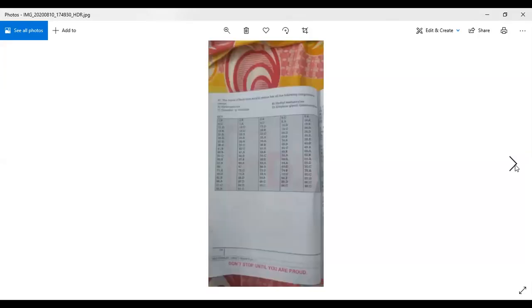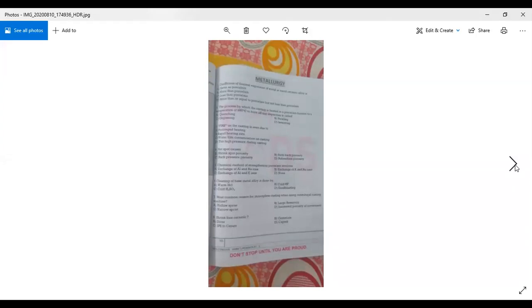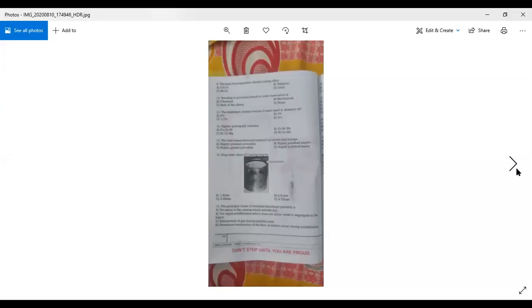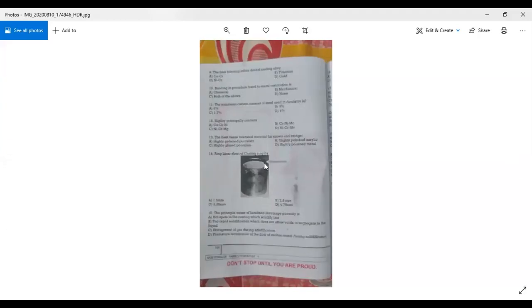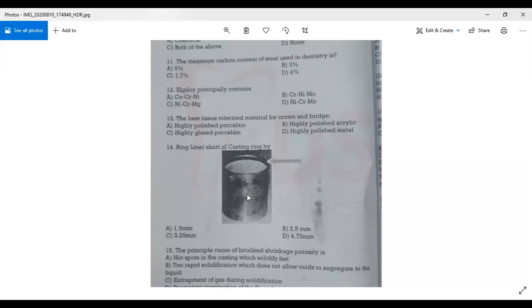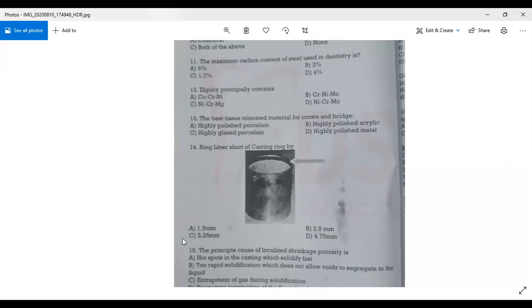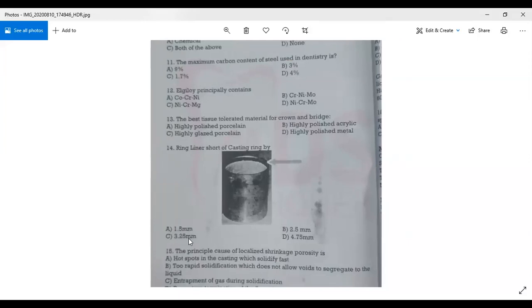We have discussed that. Metallurgy, fins and all, casting defects we have to discuss. See, ring liner short of casting ring. The option is here; they've given 3.25 mm, which has to be the answer, which we have discussed. If they give you ring liner short of casting ring, this is your casting ring and the ring liner has to be 3.25 mm.